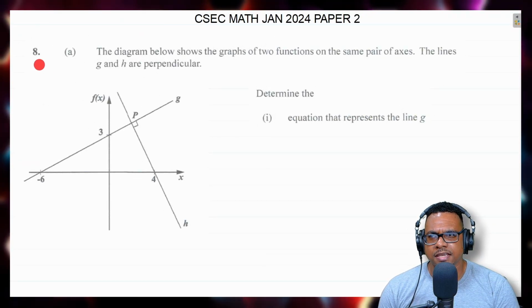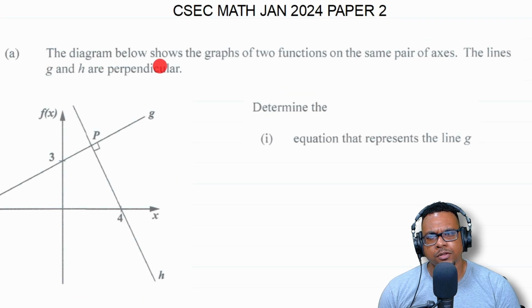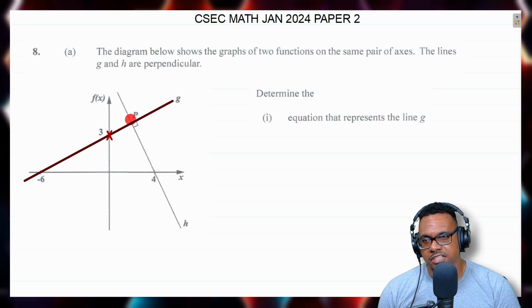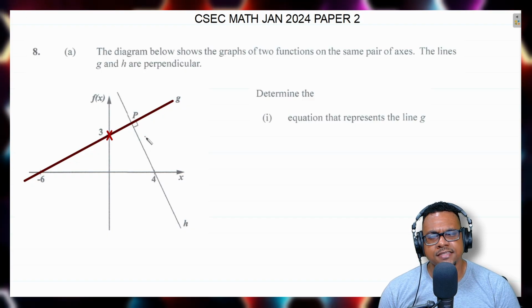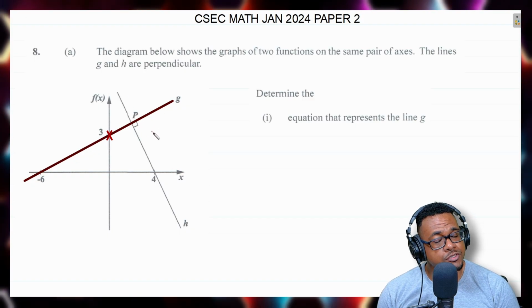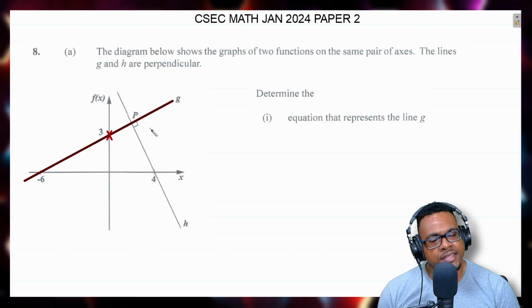So now in question 8, part A, we have: the diagram below shows the graphs of two functions on the same pair of axes. The lines G and H are perpendicular. So this is the line G here, and this is the line H. We can see 90 degrees between the two lines, so they are at 90 degrees to each other, meaning they are perpendicular.